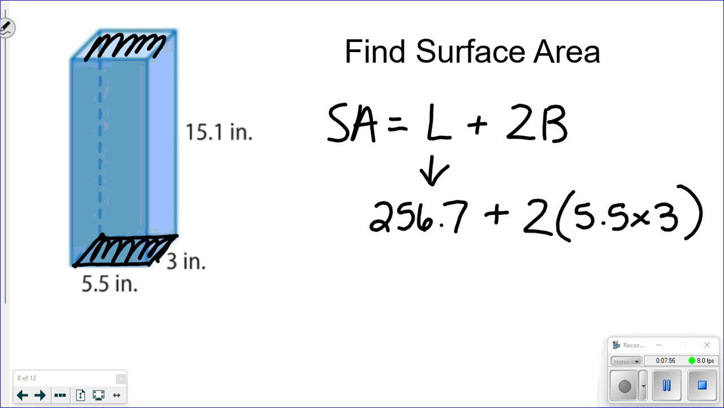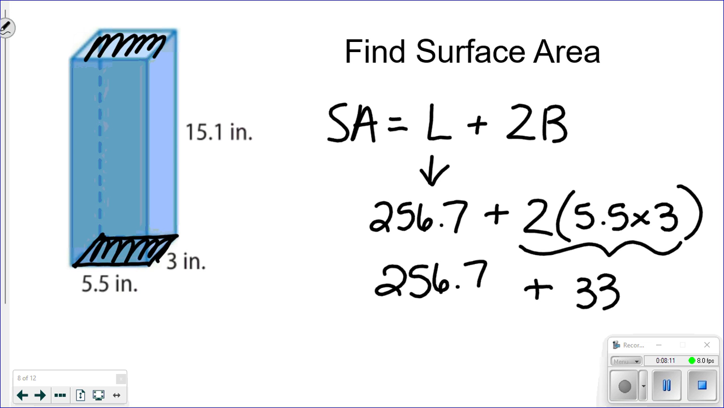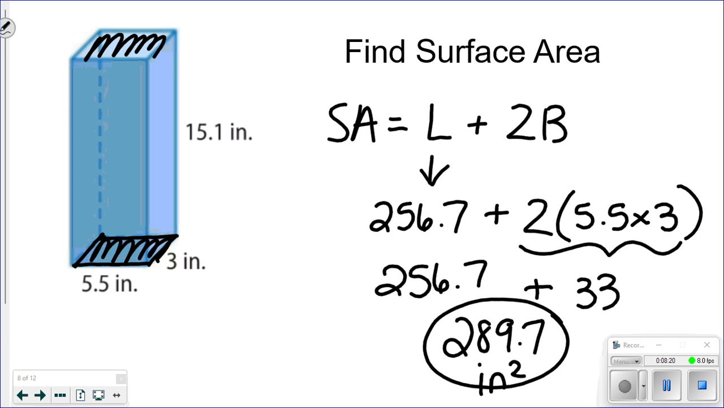So now, I'm going to put some things in my calculator here. 5.5 times 3 times 2. So this together is 33 plus 256.7 is 289.7 inches squared. So this is the surface area. Remember, surface area is the area of all the bases, all the sides. And so this is how you find the surface area of a figure. Let's do another.